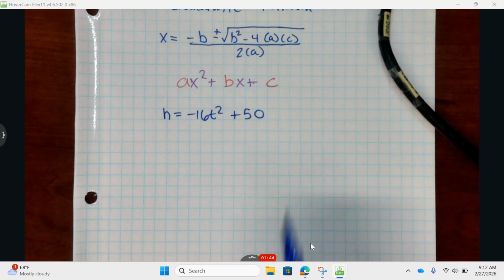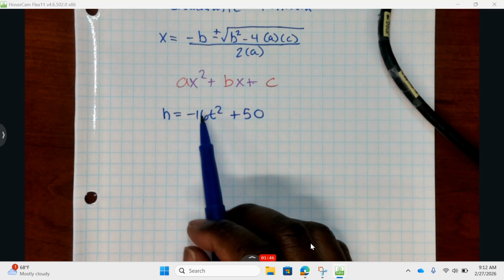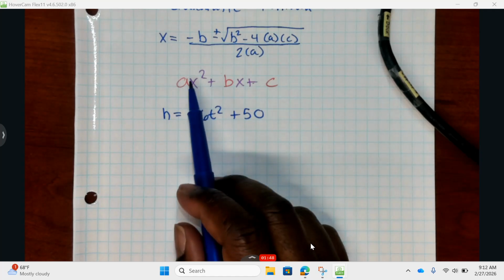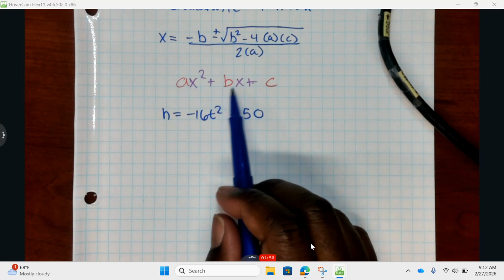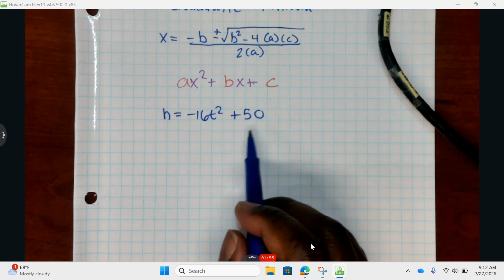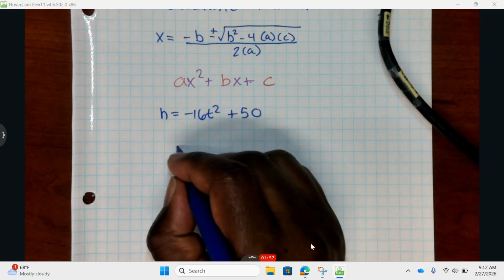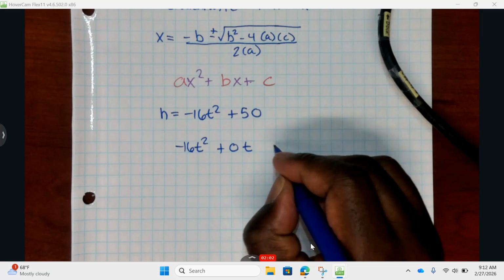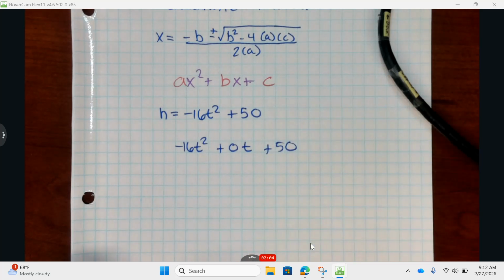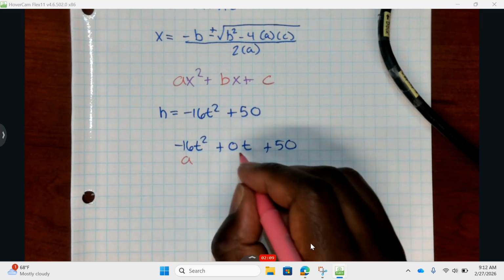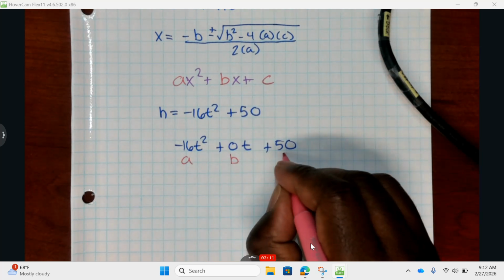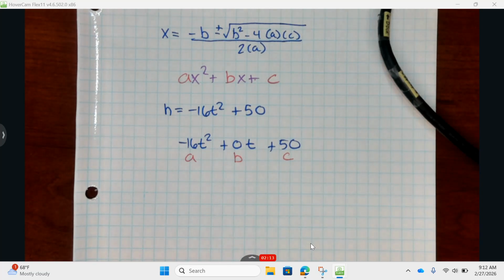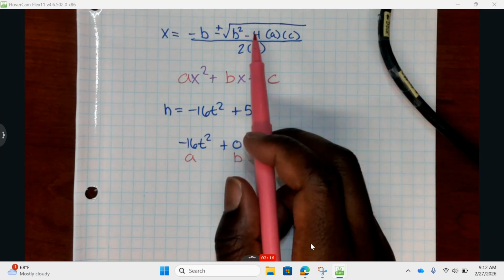This negative 16 goes with the a because it's right next to the variable that is squared. We do not have anything for the linear term, but we do have a constant term. So if I write this over again, I could say this is negative 16t squared plus 0t plus 50. You can see right away that negative 16 is going to be a, 0 is going to be b, and 50 is going to be c. From there we plug these into our function.